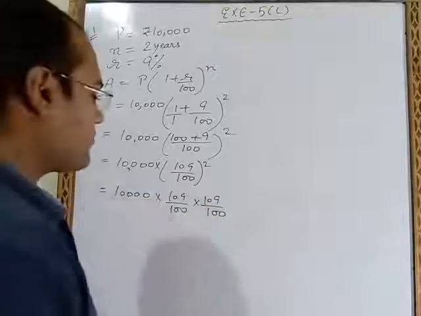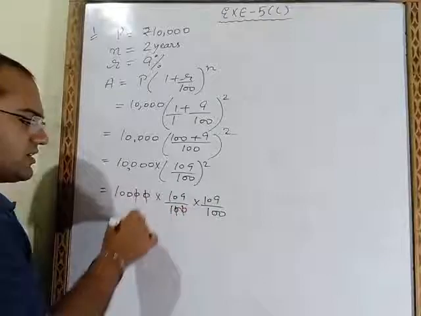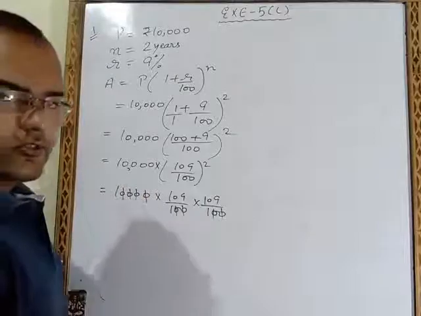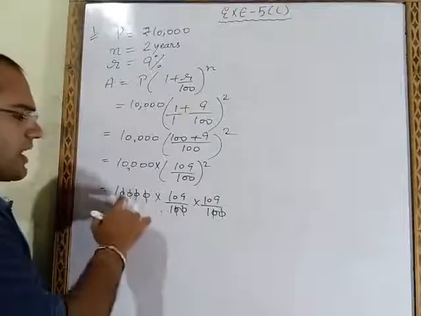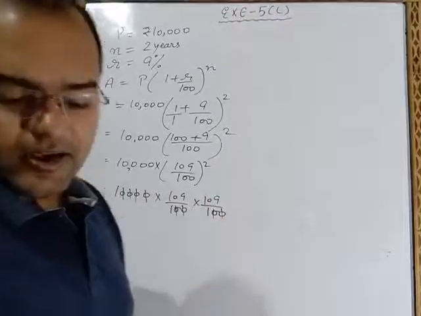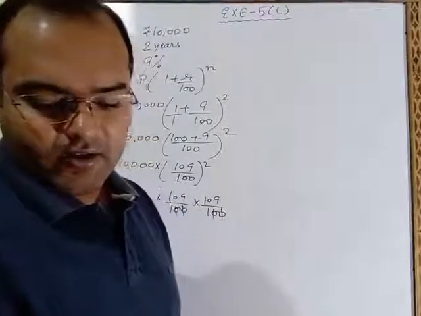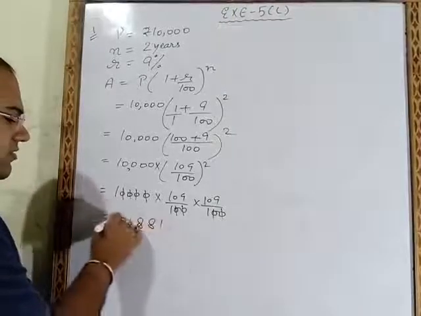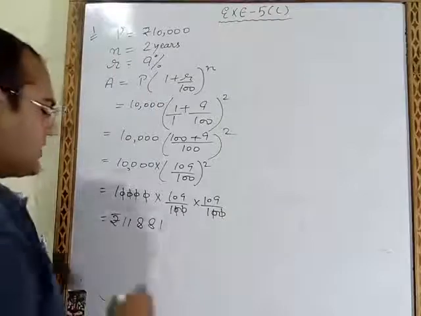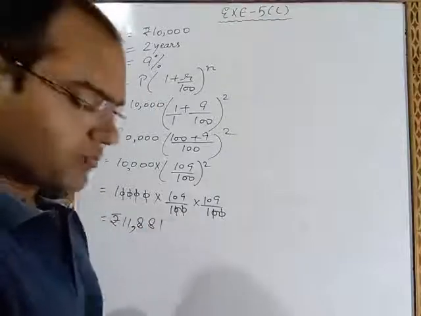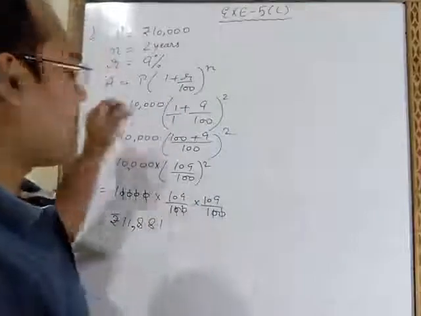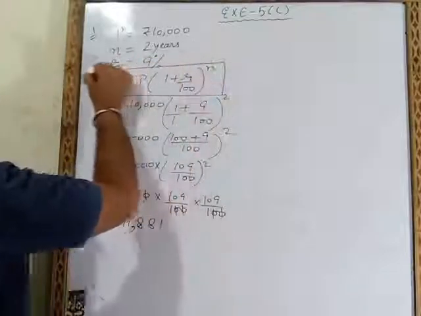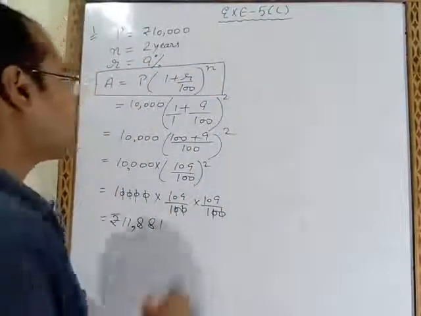Now next step is we have to cancel these 0s. Last 2 zeros of the numerator will cut with the last 2 zeros in the denominator. Now we have to multiply these numbers. 109 multiply 109, and when we multiply 109 into 109 we will get 11881 rupees. So amount is 11,881 rupees. So this is the answer for amount. So here you have to remember this formula to calculate amount. In this exercise you have to use the direct formula to calculate the amount.